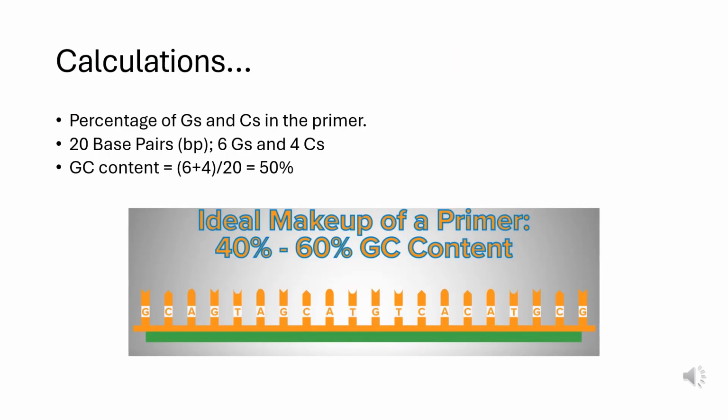Let's learn some calculations regarding the GC content. So as we discussed previously, the ideal makeup of a primer is 40 to 60% GC content. Suppose we have 20 base pairs in a primer and we have 6 G and 4 C. So the GC content will be 6 plus 4 divided by 20 base pairs, that is 50% GC content. So that's how you can manually calculate how much GC content is there in your primer.